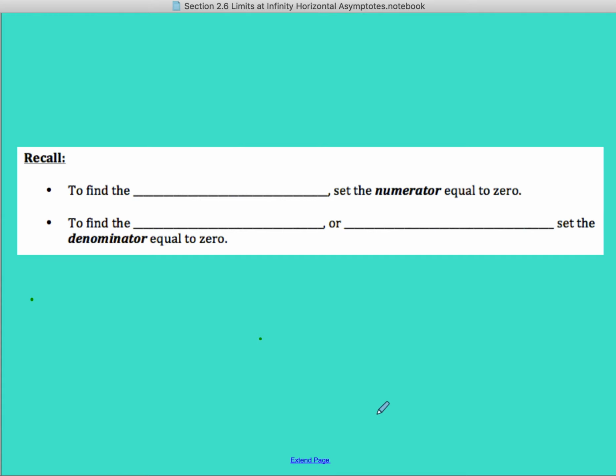All right, we're going to be tying some information together. So before we do that, we just want to do a quick little recall. To find the x-intercepts, you always set the numerator equal to 0. Remember, x-intercepts are the same as your zeros.